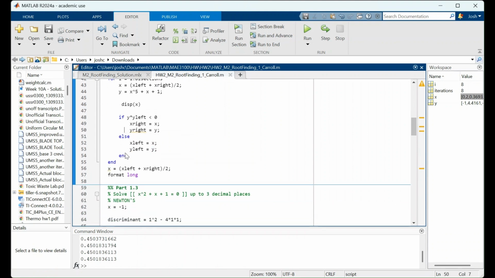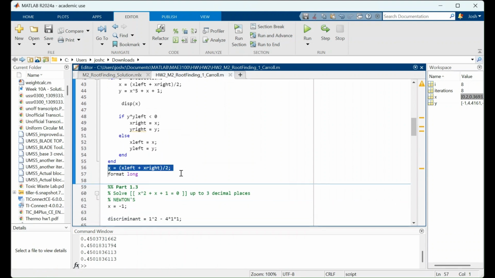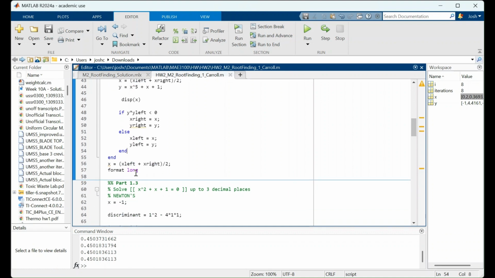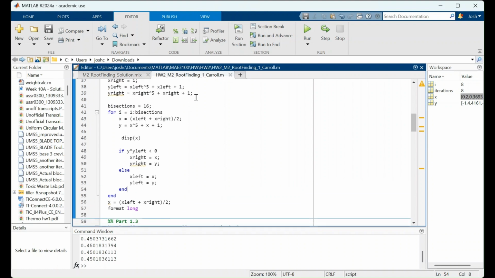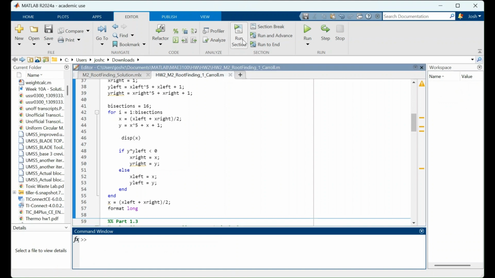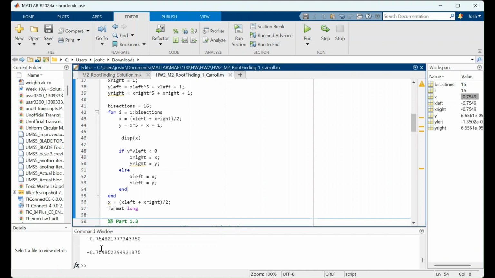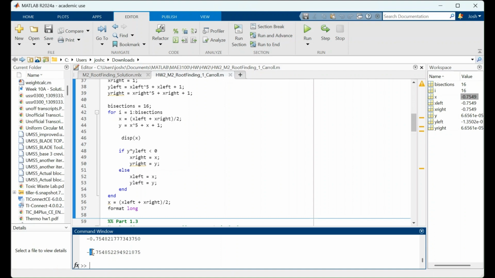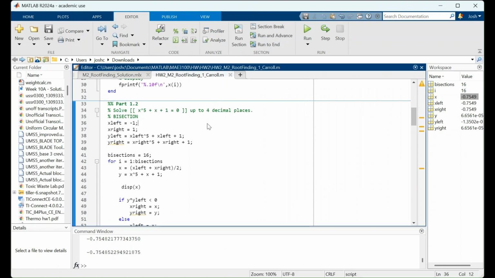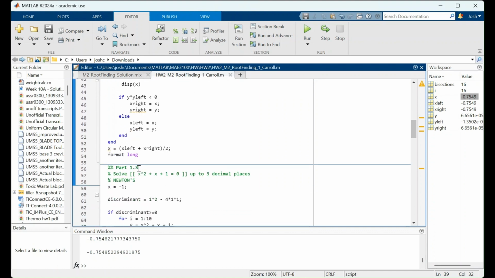There's our function again. The final equation goes up here. And then, here I'm going to run it now. Here, let me clear first. And then we converge to this value here. And we've got 1, 2, 3, 4 decimal places, and it asks for 4 decimal places. All right, so that's my bisection code for part 1.2.